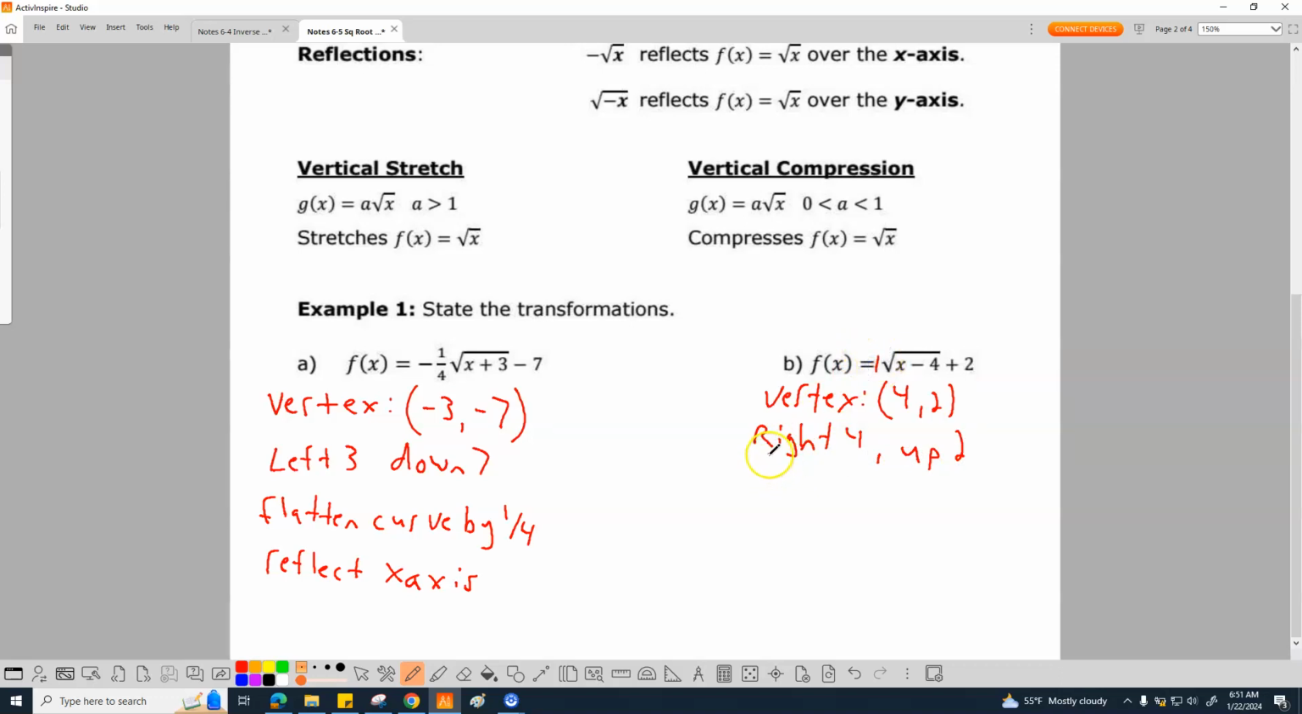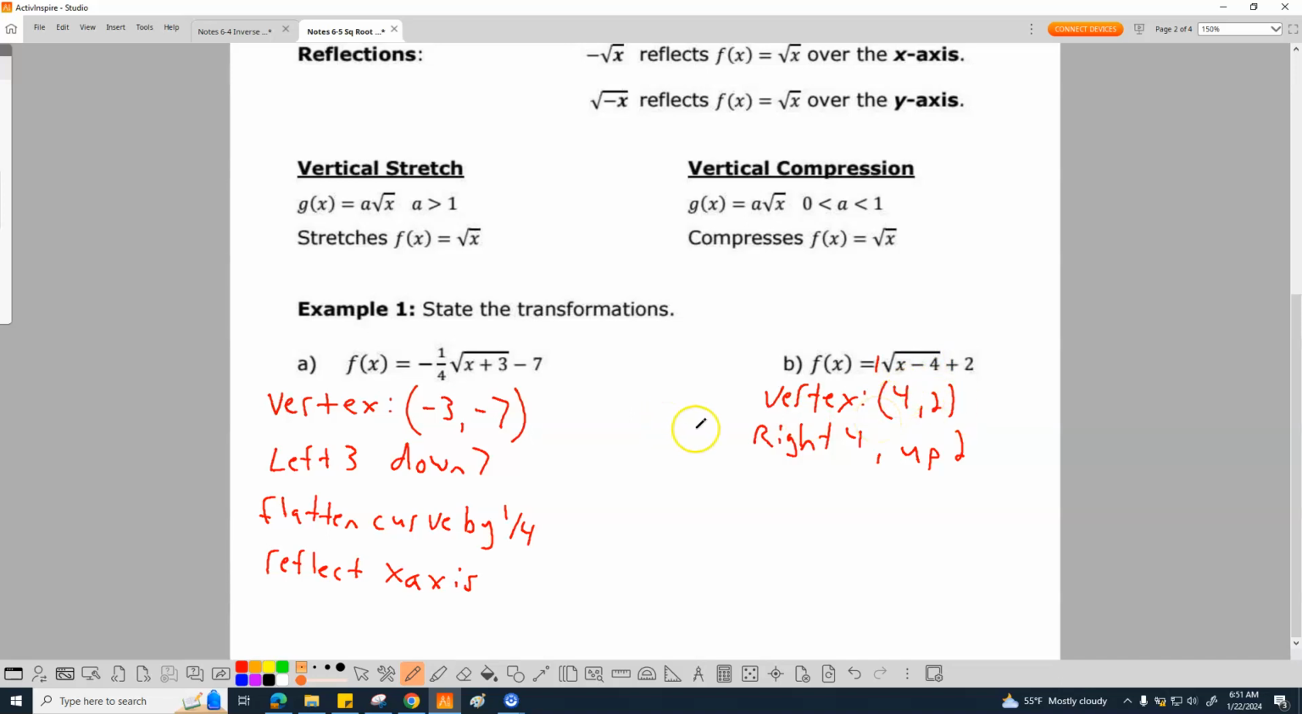And then there's no number technically there, which means there's a 1 there. So there's no stretching going on. There's no flattening going on. There's no reflections going on because it's positive. And that looks like that's all that's happening. That's it. So you see why being able to state the vertex is so important? Because in some of these problems, if you have the vertex, you have the answer.